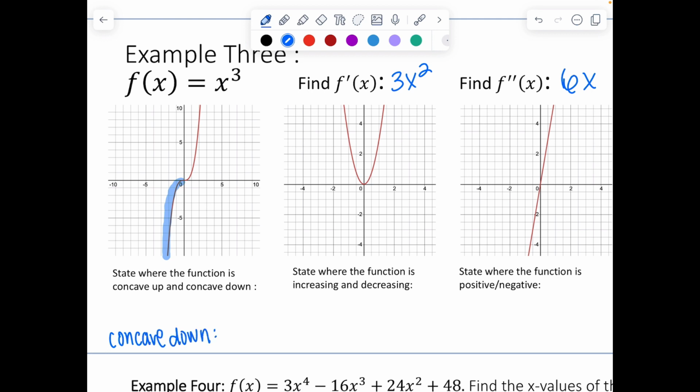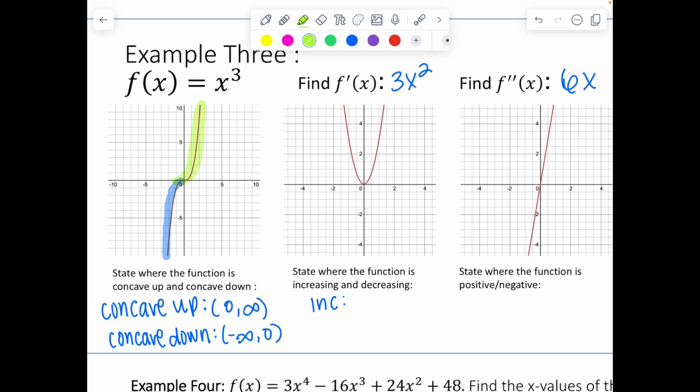So it's concave down from negative infinity, and just assume those are arrows, to 0. And then it'd be concave up for the rest. So concave up, that is from 0 to infinity. Okay, so then the second derivative, or the first derivative, let's just look where it's increasing or decreasing, because we said that it's concave up wherever the derivative is increasing.